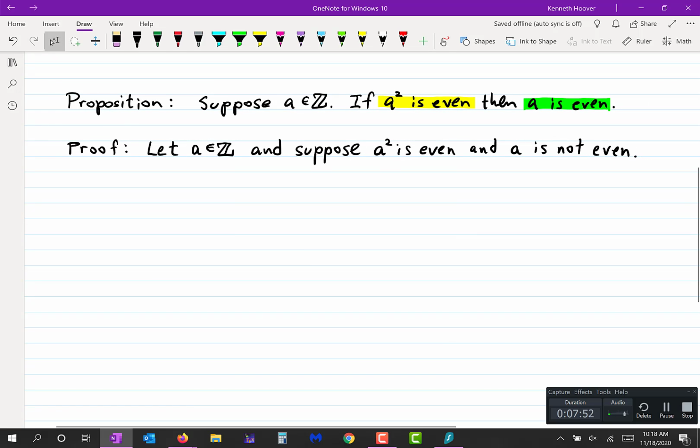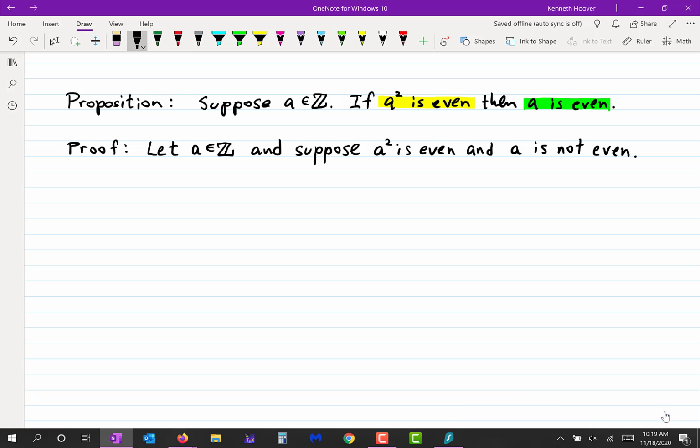Now just a note about word choice. If you think it sounds nicer, then you can certainly use the word but instead of and. You could say, suppose A squared is even, but A is not even. This is surprising to a lot of people, but the words and but are logically equivalent. I know we don't often use them interchangeably in the English language, but logically they are interchangeable. Okay, so if you like the sound of that better, then that's fine. You can do that.